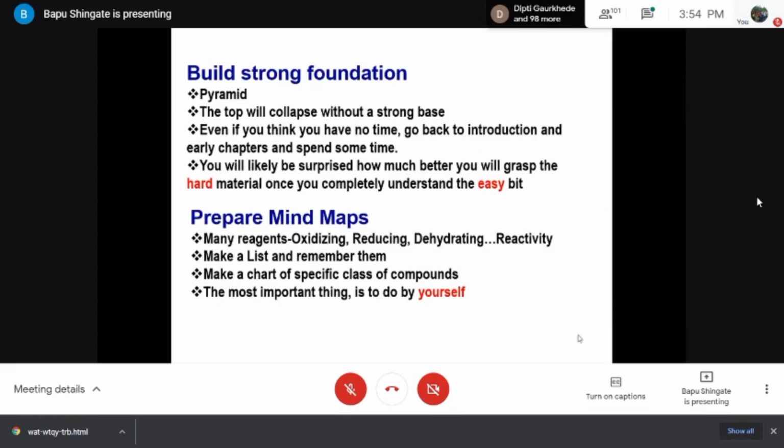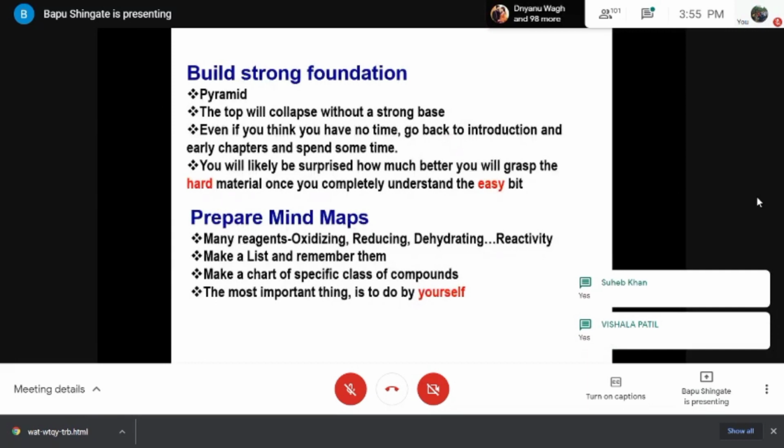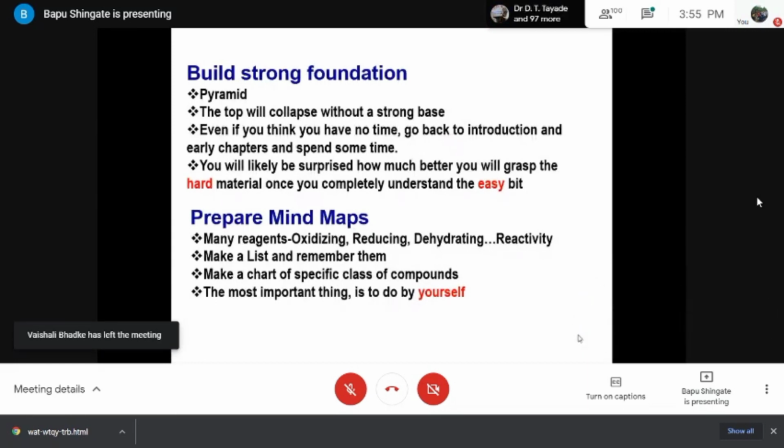That's why you have to go back again. Then you will likely be surprised how much better you will grasp the hard material once you completely understand the easy material. It means that first of all, you have to understand the simple things, simple concepts of organic chemistry, and then only you can try to understand the so-called hard organic chemistry, that way.